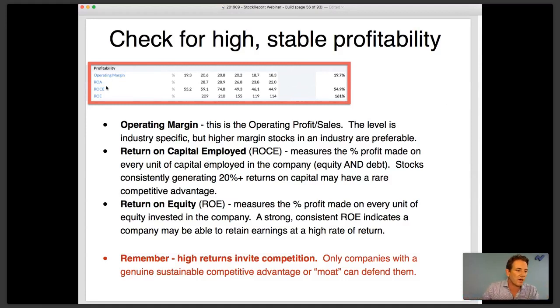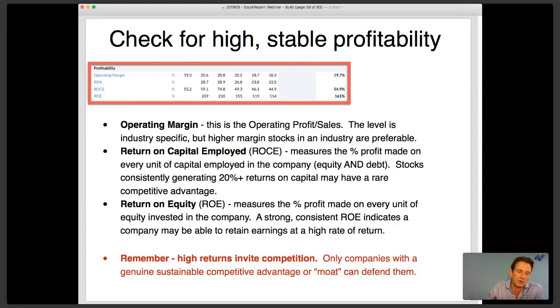So that's why we have return on assets, return on capital employed, return on equity. Personally, I like focusing on the return on capital employed and the return on equity. Return on capital employed is literally that. It measures the percentage profit made on every unit of capital employed in the company. That includes equity and debt. Stocks that generate 20% plus returns on capital may have a rare competitive advantage. Whereas if it's lumpy and it jumps, and one year it's 50%, the other year it's minus 50%, this is a pretty dicey kind of stock, and they might not have a consistent return source.